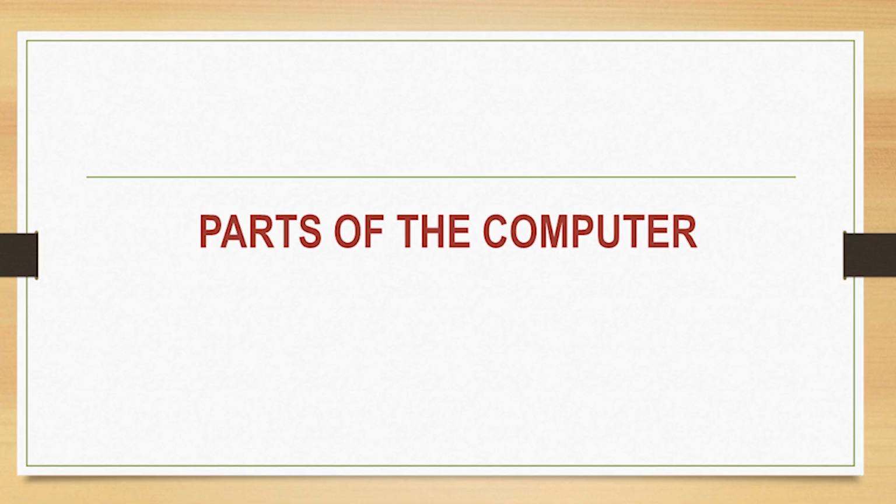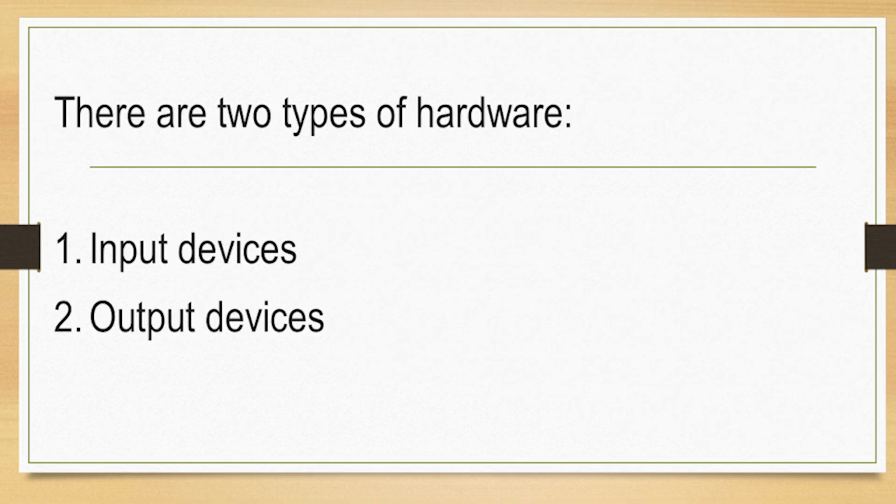Parts of the computer. In this post we'll study parts of the computer. Computer has two parts such as hardware and software. There are two types of hardware: 1. Input devices. 2. Output devices.